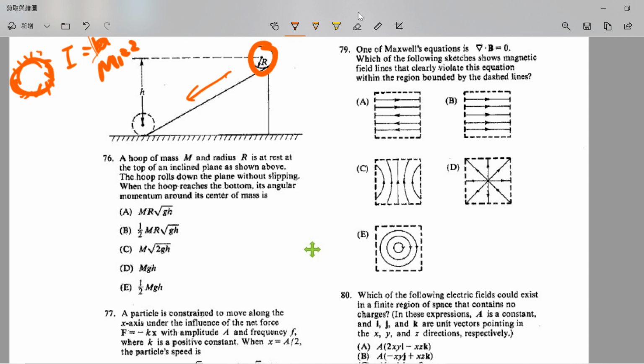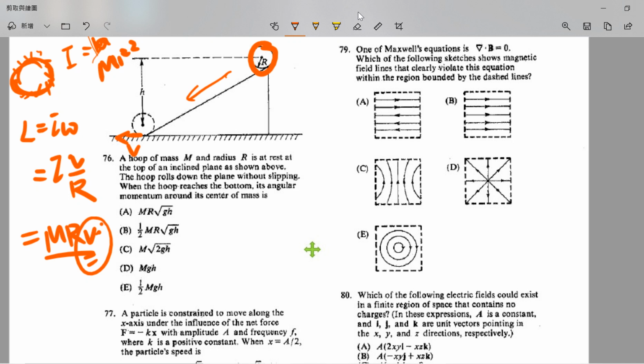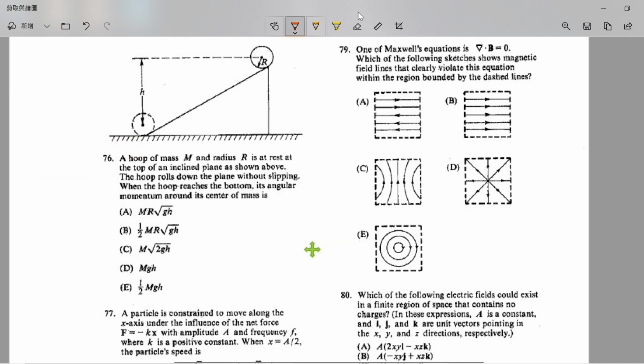So this is the hoop, and it asks about the angular momentum when the hoop reaches the bottom. Once you know the v, then you know the angular momentum. So L is just I omega. The rest is we just find omega, and this omega is v over r. So I plug in MRv, right? What we need is just to find the v. Okay, so we just use the energy conservation.